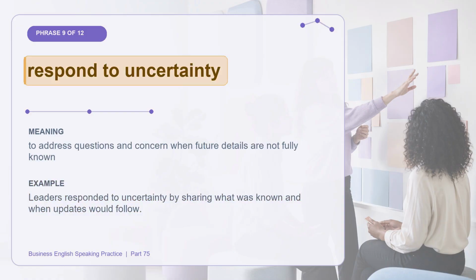Honest communication is more credible than pretending every answer exists. People need clarity about immediate priorities. Use this phrase during transitions where plans are still developing. Now repeat. Respond to uncertainty.